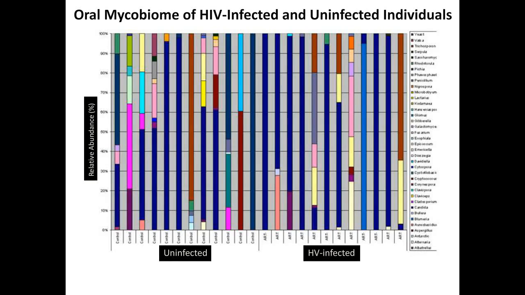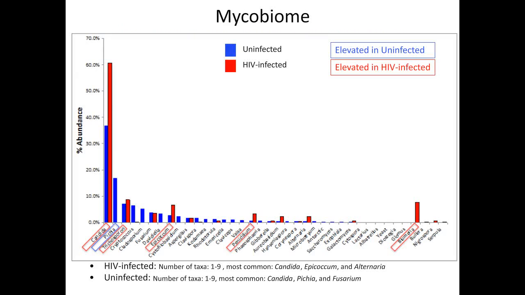Now, this is the slide, a heat map again, but this time I'm presenting to you the oral microbiome, or the fungal community, in both HIV infected and uninfected. And you can see how it looks. But if you look closely at this histogram, in the same way, blue is elevated in uninfected and red is elevated in HIV infected. And you can see very clearly that Candida is highly elevated in HIV infected patients, whereas the next one to it, Pichia, is only present in the blue, which is the uninfected population.